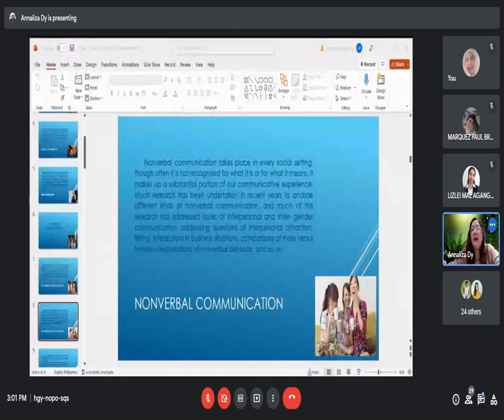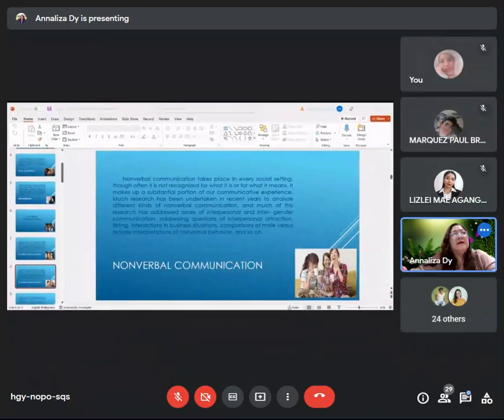Sometimes it even extends to violating women, like catcalling and gestures that are very offensive against women. So it is not only a form of communication, it can also be a form of violation.